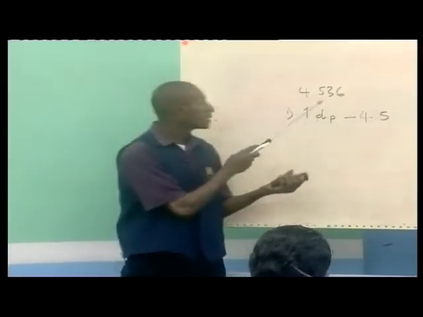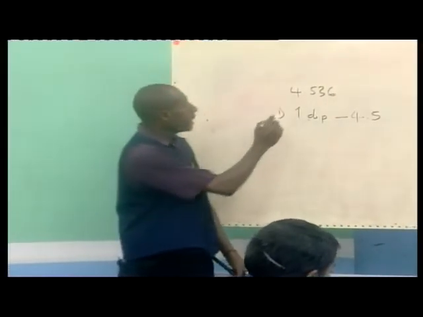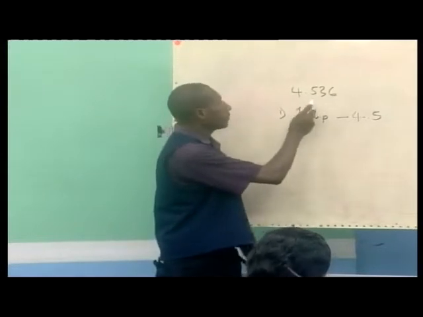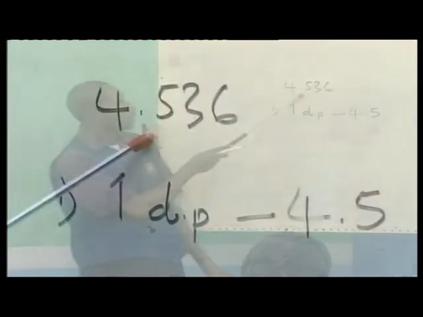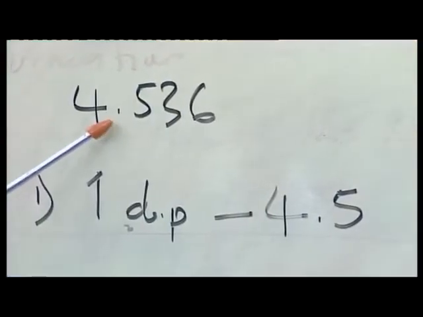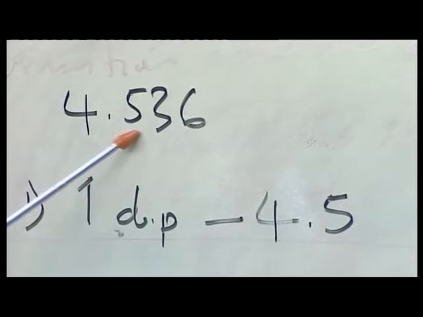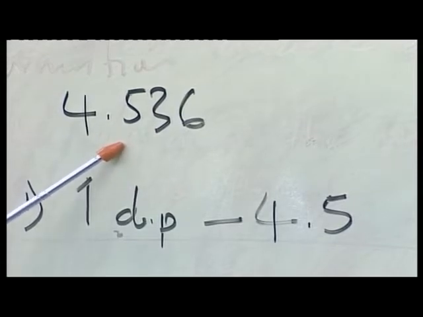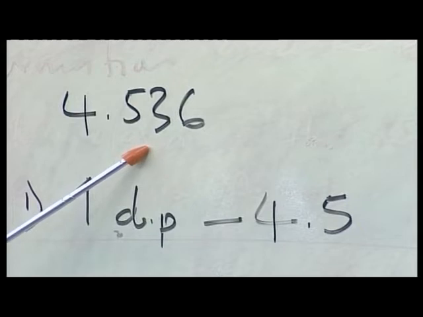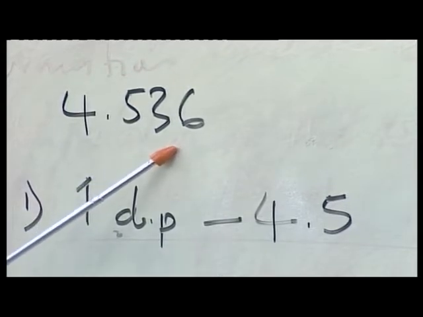Now, let us look at the decimal number, receiving students. I hope you have given the answer. Now, which number is to one decimal place? Which number here on the board is to one decimal place? We have the whole number here, the decimal point, and these are the decimal numbers. Which number is straight after the decimal point? 5. So 5 is to one decimal place. 3 is to two decimal places. And 6 is to three decimal places.